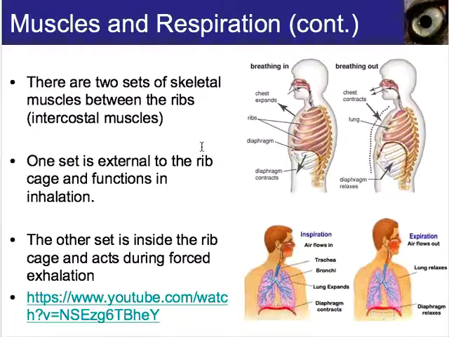So, there are two sets of skeletal muscles between the ribs called the intercostal muscles, and one set is external to the rib cage and functions in inhalation, and the other set is inside the rib cage and acts during the force of exhalation. So if you breathe in, and let's all breathe in together, we'll take one big soothing breath. You will see your chest rise, and that means that you literally are having your diaphragm push up to allow for your lungs to expand, and you have a set of muscles that are going to help expand your rib cage and your lungs to fill in with air. As you exhale, let it all out.